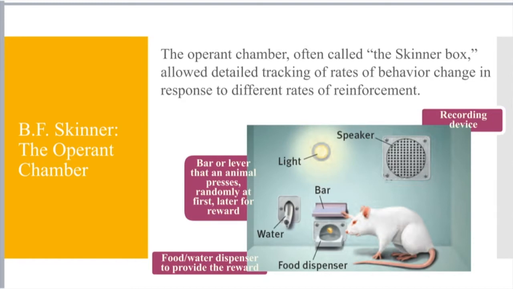So the bar or the lever, if you're looking right here, is the bar that an animal presses randomly at first, later for rewards. So they don't know at first that the bar will give them food and water. And so what Skinner did is at first they would release the food just at random, but then they started releasing it immediately following any time the rat pressed the bar. The rat quickly learned that pressing the bar got them a reward and therefore strengthened that behavior of pressing the bar. They wanted more food and therefore they'd press the bar more frequently.